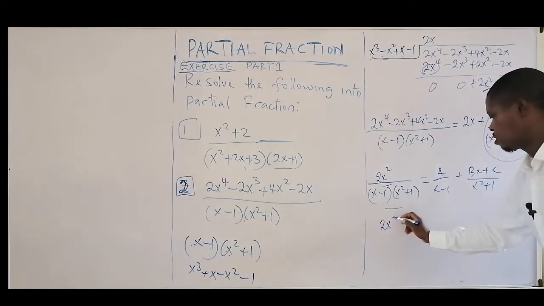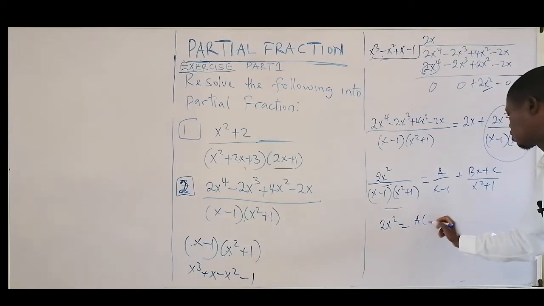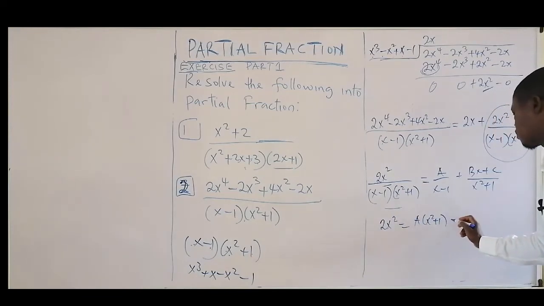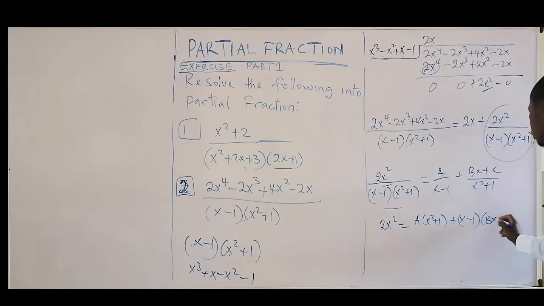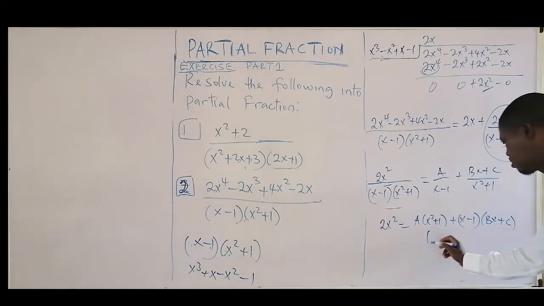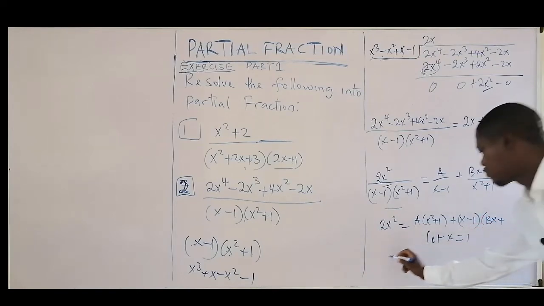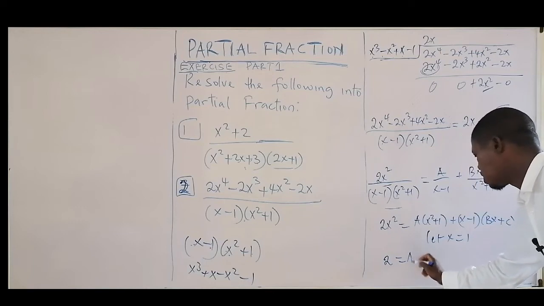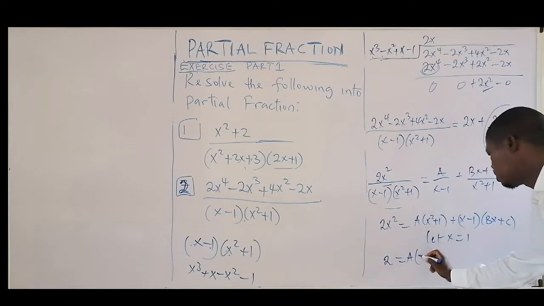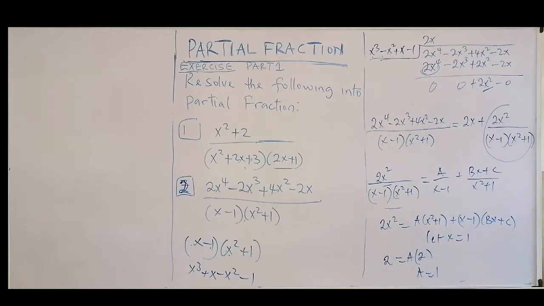So you have 2x^2 equal to A into (x^2 plus 1) plus (x minus 1) into (Bx plus C). So what do we do now? Let x be equal to 1 here. So 1 minus 1, that's 0, so all this one will go. Then we have 2 equal to A into (1 plus 1), that's 2. So A is 1.